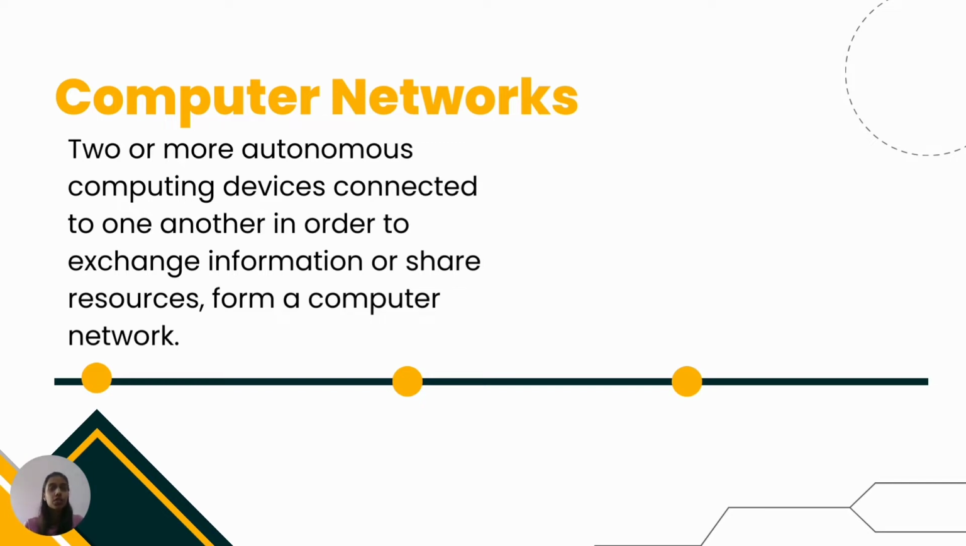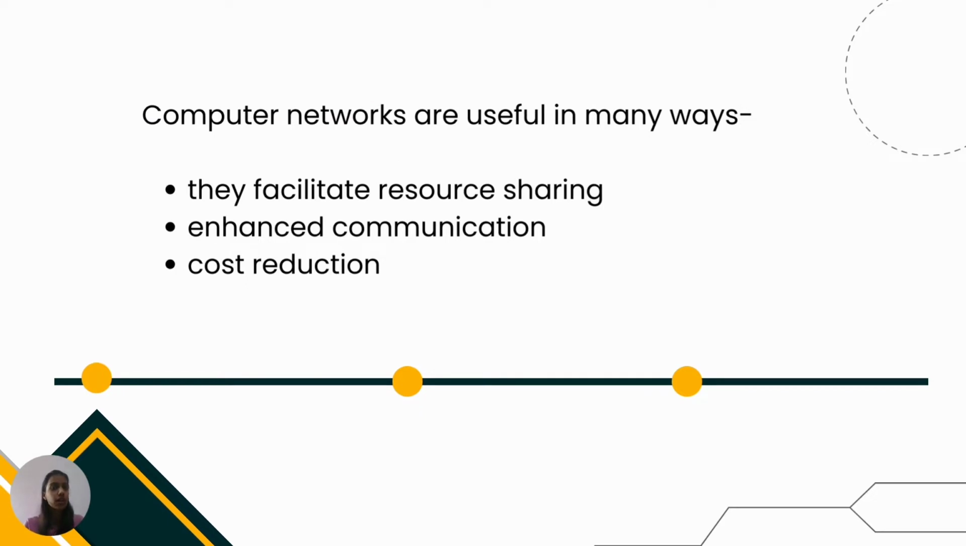Now, computer networks are very useful in many ways. First of all, they facilitate resource sharing, like resources such as storage, software, etc. on the network can be shared. Then enhanced communication, like communicating with devices on a network is easier. And the third one is cost reduction, because resource sharing cuts on cost. So these all are very useful aspects of computer networks.